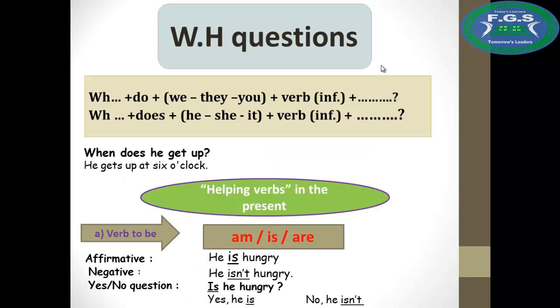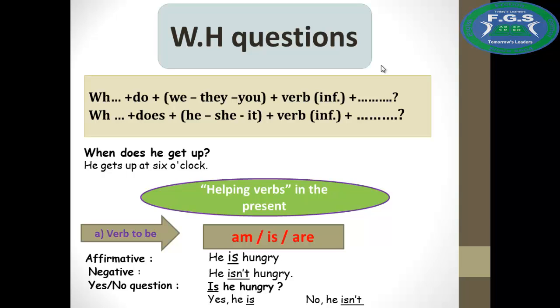For WH questions, we'll say WH plus do plus we, they, or you plus verb in infinitive. For singular, we'll say WH plus does plus he, she, it plus verb in infinitive. For example, when does he get up? In answer, you can say he gets up at 6 o'clock. That's okay.